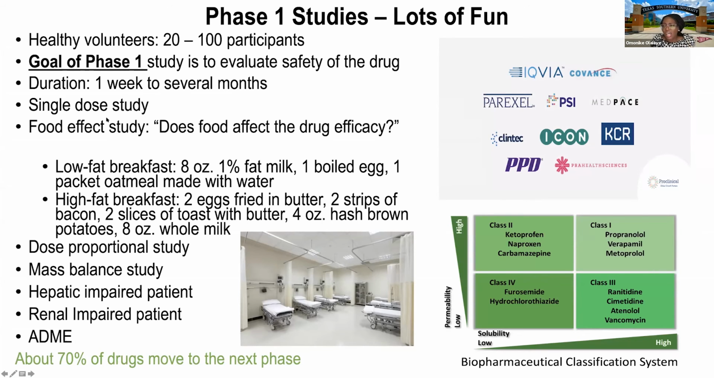We usually like to start with a single dose study. We also do a food effect study, a dose proportionality study, a mass balance study, several studies. And the idea here is to better understand this drug in terms of the safety. We want to evaluate the safety of this drug first in this phase 1 study. And about 70% of drugs from this phase, according to the FDA, move on to the next phase.